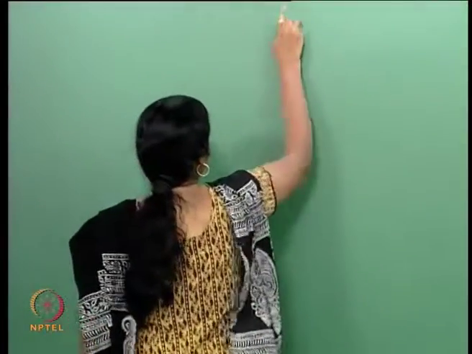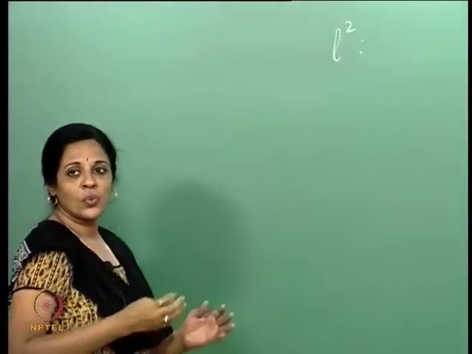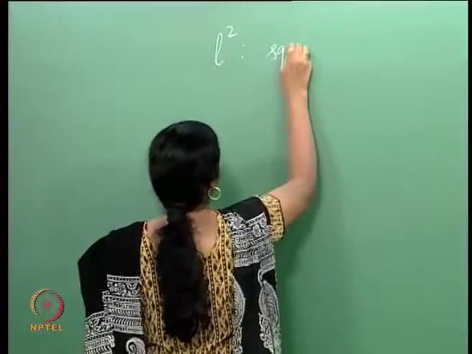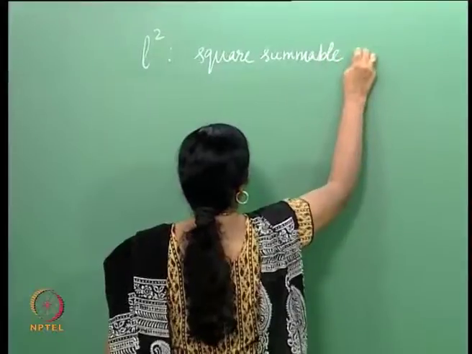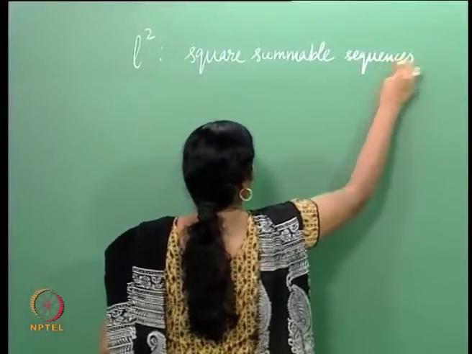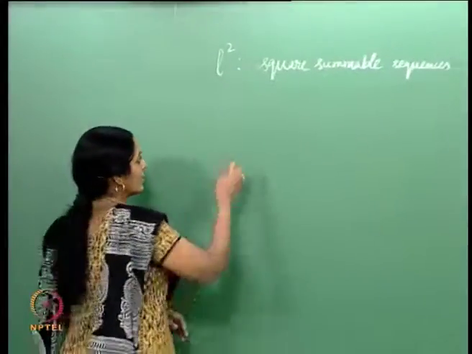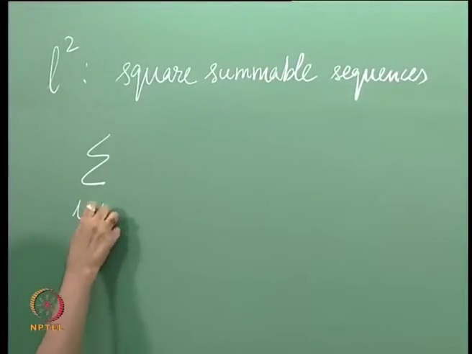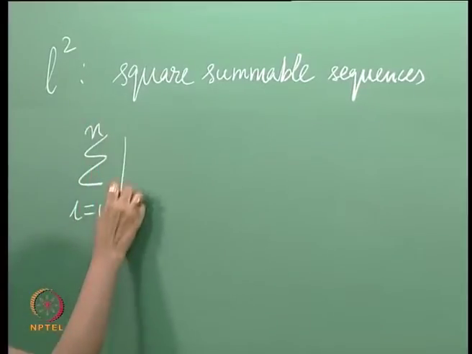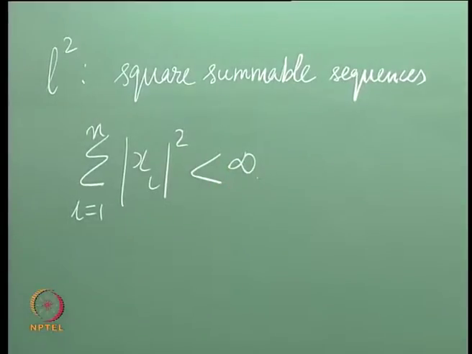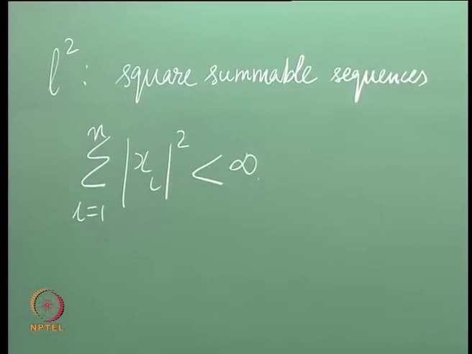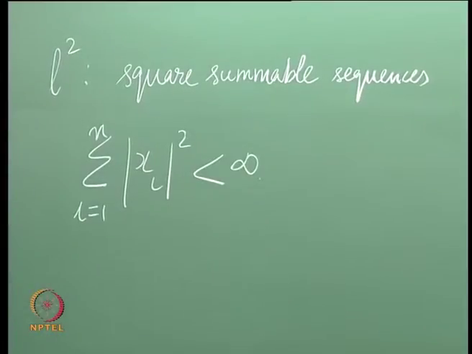We already discussed little L2, the space of square summable sequences. So, I have a sequence x sub i which satisfies the sum over i equals 1 to n of mod x_i squared is finite. So, this is a square summable sequence and becomes relevant in the context of quantum mechanics.